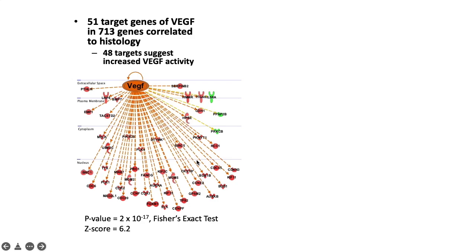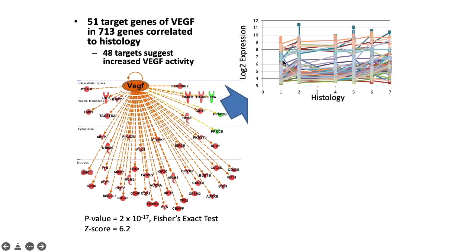Again, I can look at my data. I find 51 targets of VEGF, which is definitely not normal. And not only that, but all of this information is telling me that VEGF is going up, which makes sense in a cancer. I can then take out all these genes and plot them over histology, going from 0 to 7. This is the cancer getting worse.